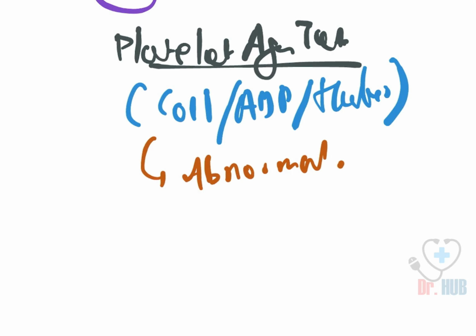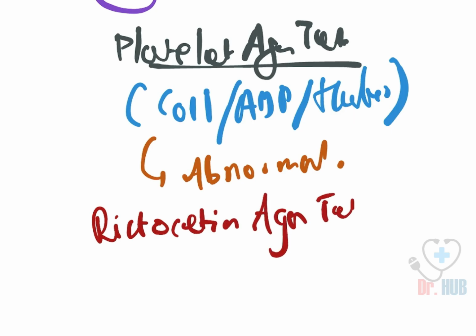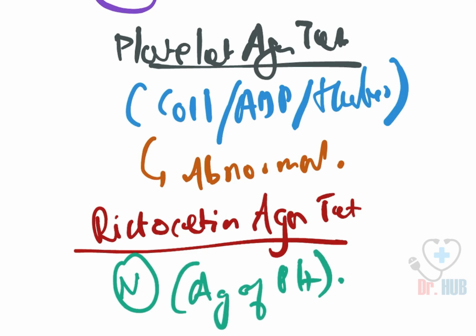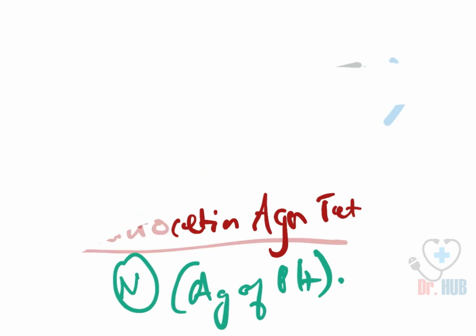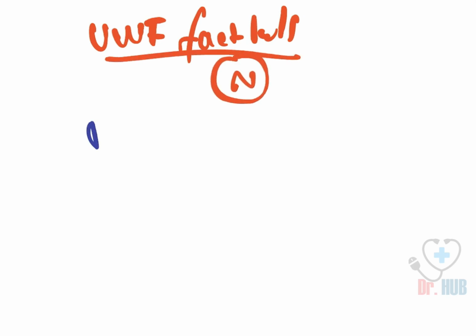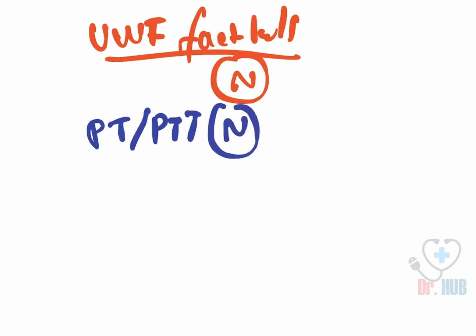Then we move on to the ristocetin aggregation test. So here the result is that it is normal. That is, there is presence of the aggregation of the platelets. Then we look at the VWF levels. So in case of the VWF levels, here it is normal. And then looking at the PTT, this is again normal.